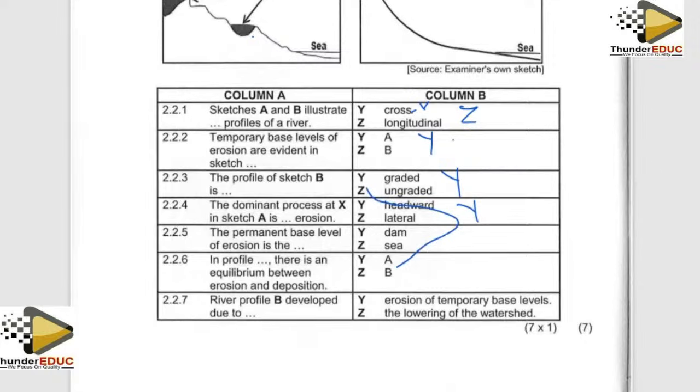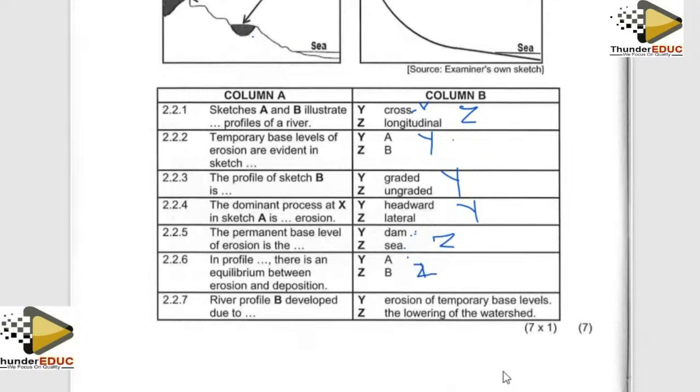We continue, and then we are looking at 2.2.5. The permanent base level of erosion is in which one? A dam or a sea? A dam is in a course. So this is temporary, this is permanent. So the sea becomes Z. So in the profile, there is an equilibrium between erosion and deposition, which is graded. And this is the sea. So it is B, which is Z now.